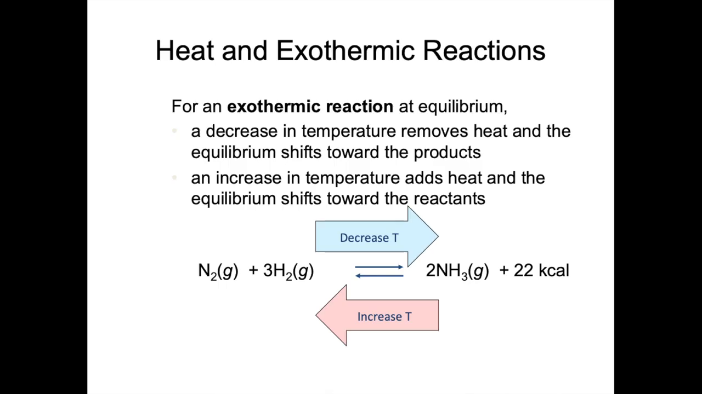Okay, so you can try to treat heat as if it's a chemical, if it helps you understand this a little bit better, and then treat it the same way we did changing the concentration of a reactant or product. Now, this is the case where the forward reaction is an exothermic reaction. So we have heat on the right-hand side of the equation.